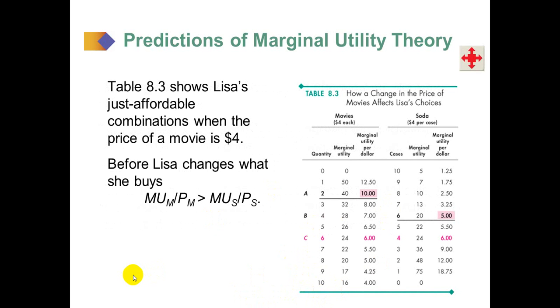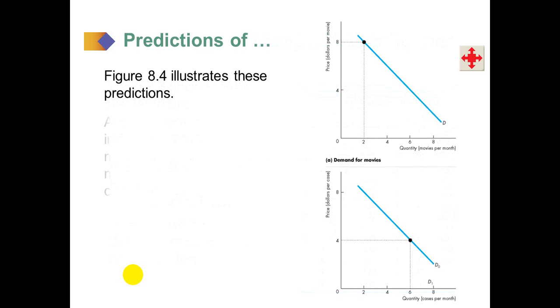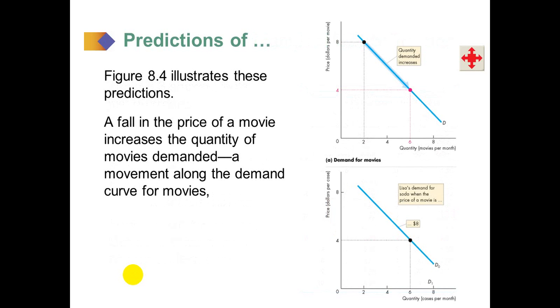Table 8.3 shows Lisa's just affordable combination when the price of a movie is $4, as we said before. Before Lisa changes what she buys, marginal utility for M divided by PM is more than marginal utility for S divided by PS. And to maximize utility, Lisa sees more movies and drinks less soda to achieve the condition of consumer equilibrium, as we said before. The following Figure 8.4 illustrates these predictions.